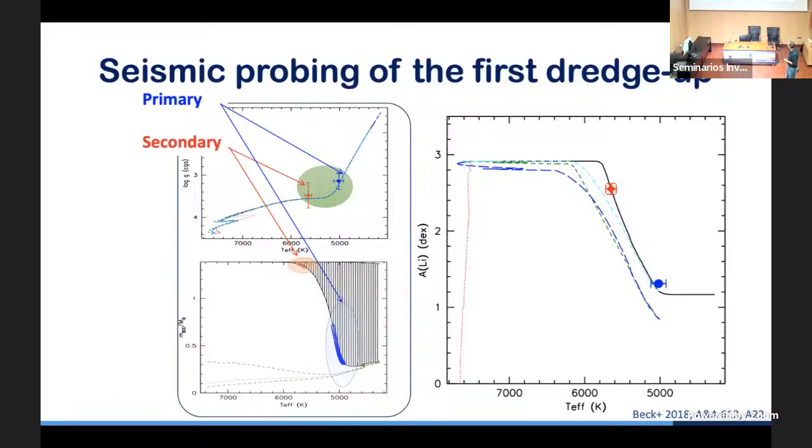So this binary shows what binaries can be used for: to calibrate stellar models or to improve, especially not only the basic, but the more complex physics of microscopic and macroscopic mixing inside the star.